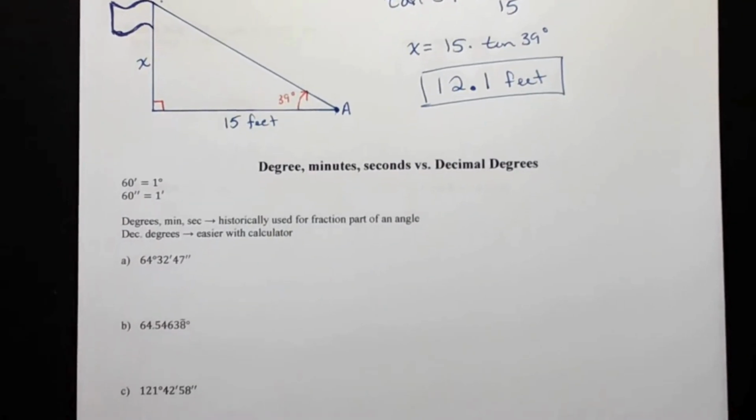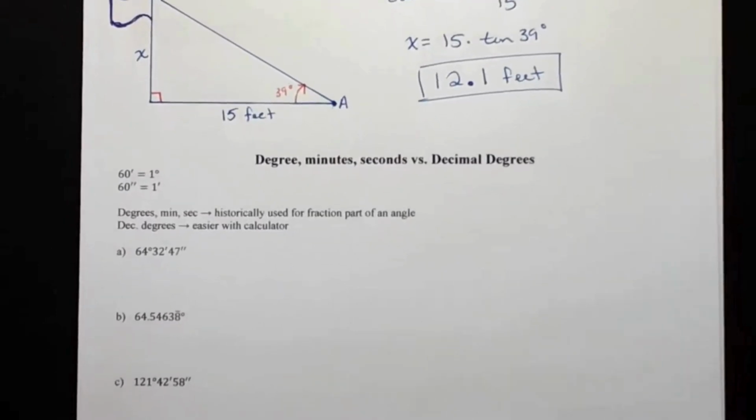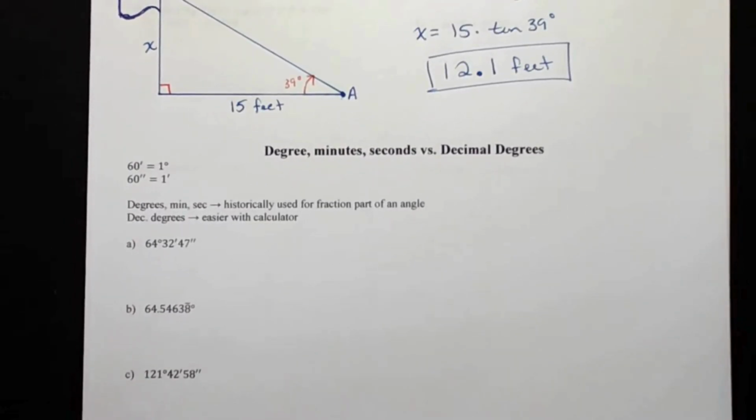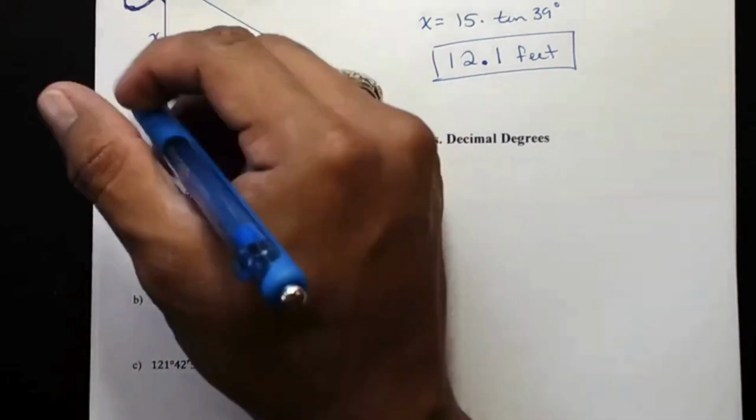All right. Degree, minutes, seconds versus decimal degrees. So degree, minutes, seconds are historically a more accurate measurement of location. So when we're talking about minutes, this is minutes here.